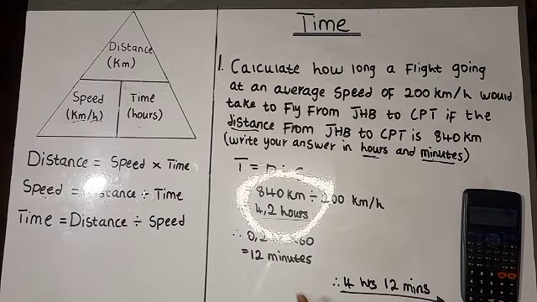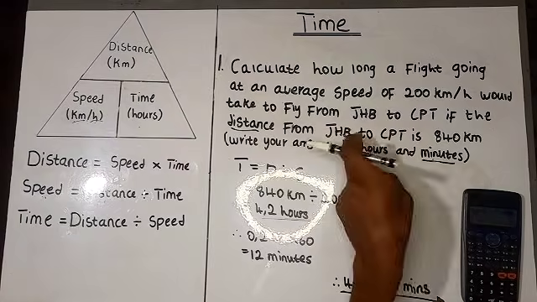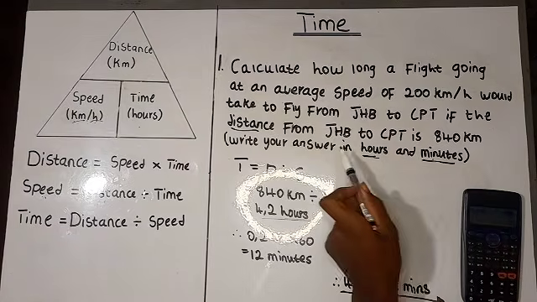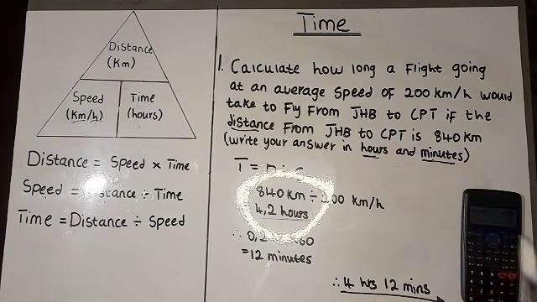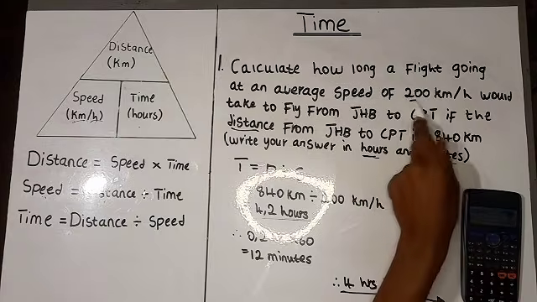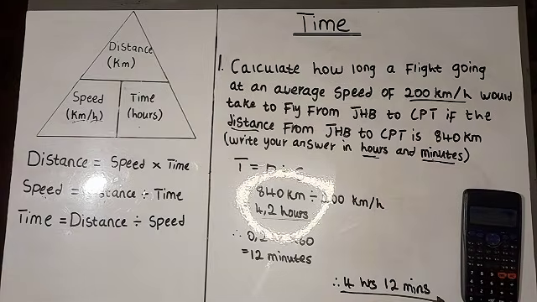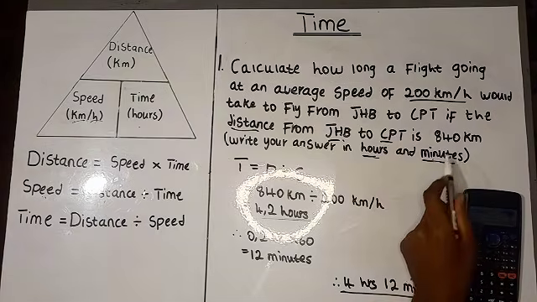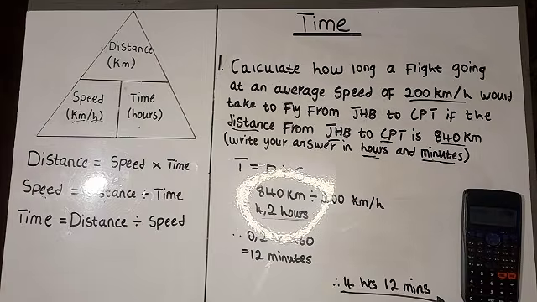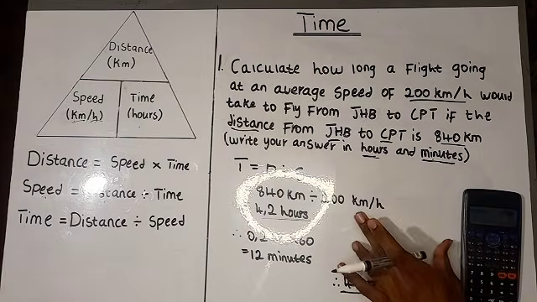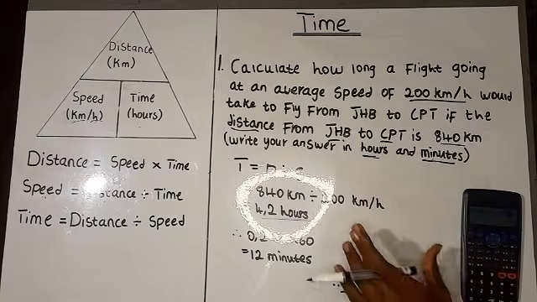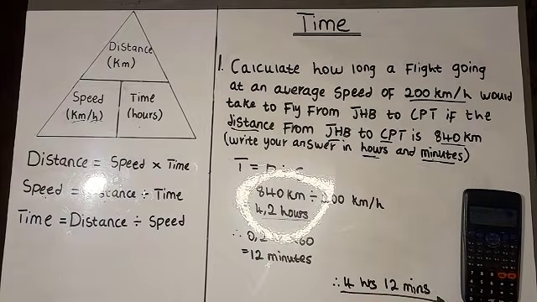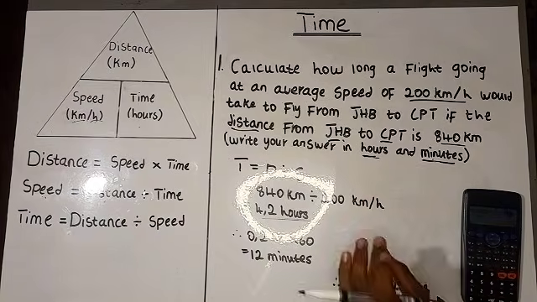So this is how long it is going to take this flight to travel from Johannesburg to Cape Town if it is traveling at an average speed of 200 kilometers per hour, and the distance from Johannesburg to Cape Town is 840 kilometers. So this is how we calculate time. I'm going to give you an activity that I want you to write, and then I'm going to give you answers after that.